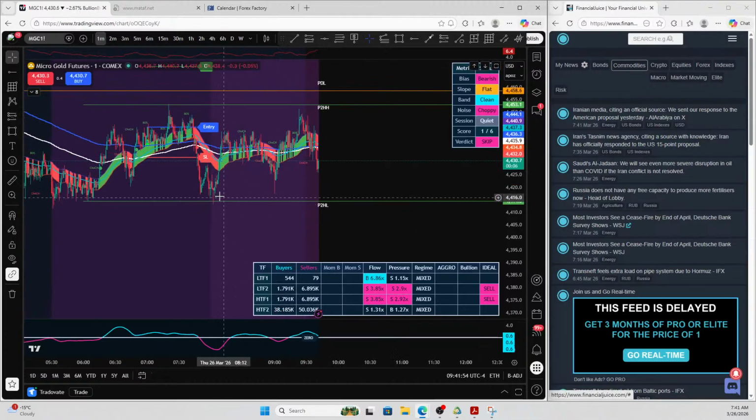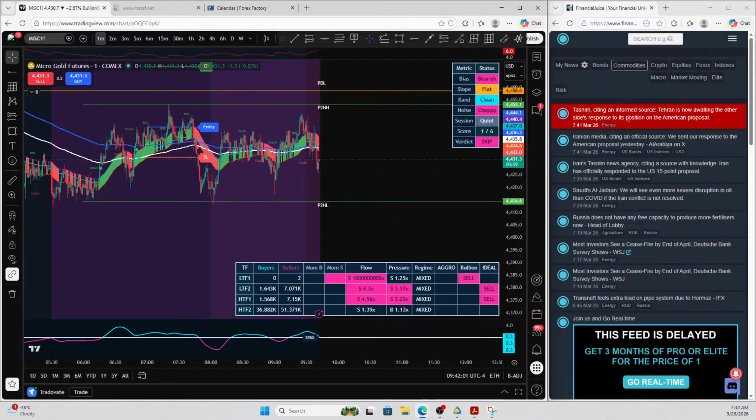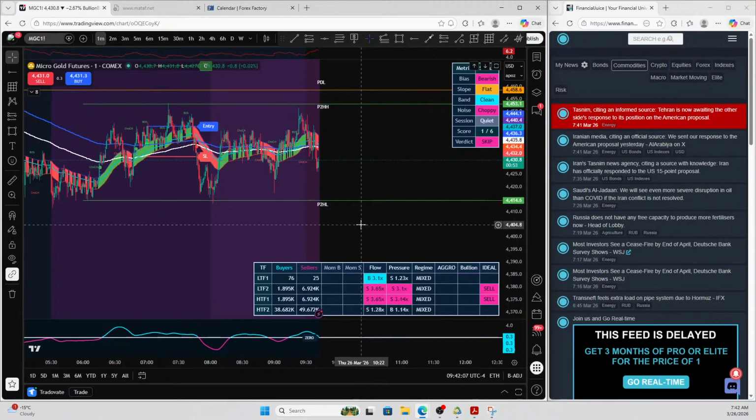So we see this range. The market is in this tight range. Tehran is now waiting for the other side to respond to its position on the American proposal.